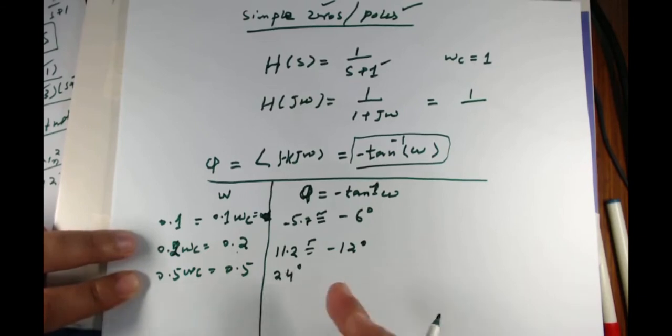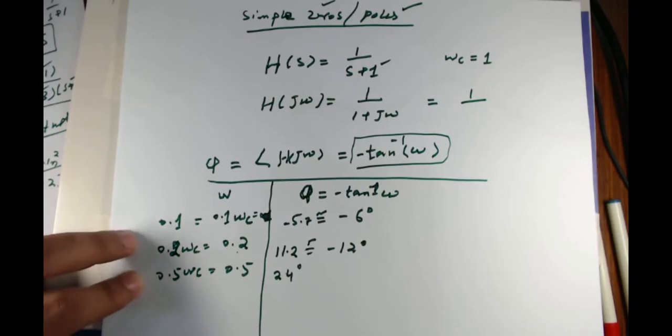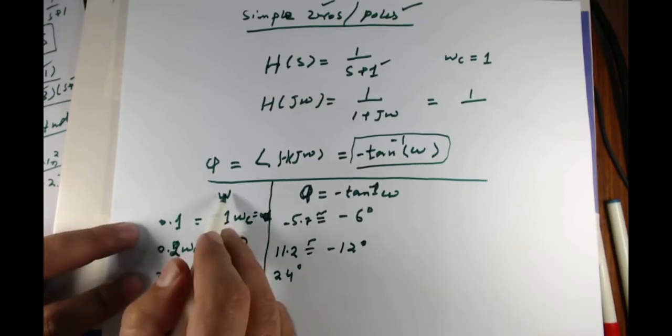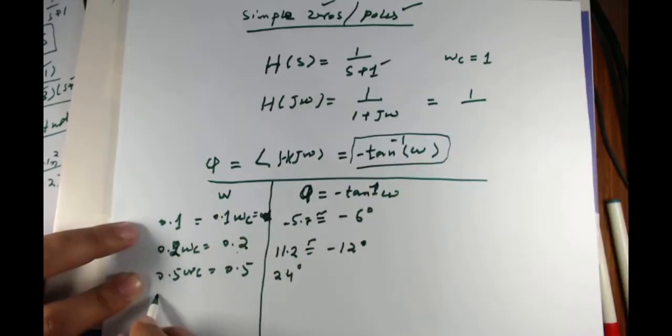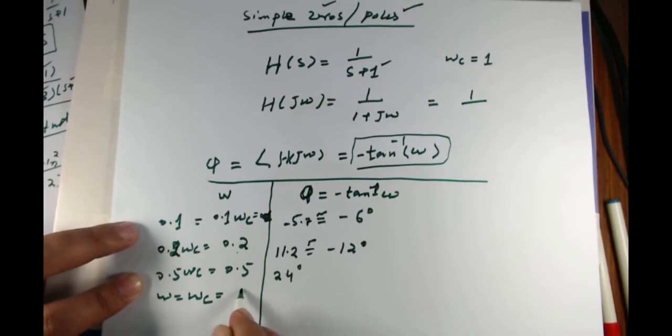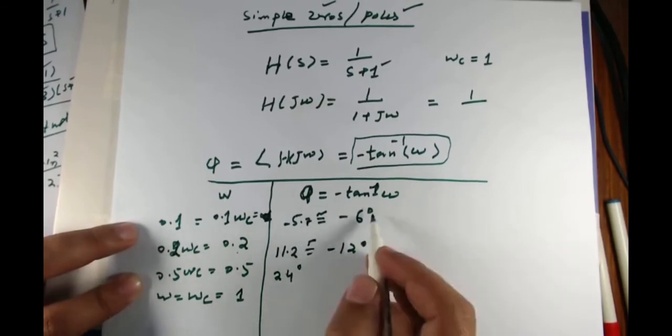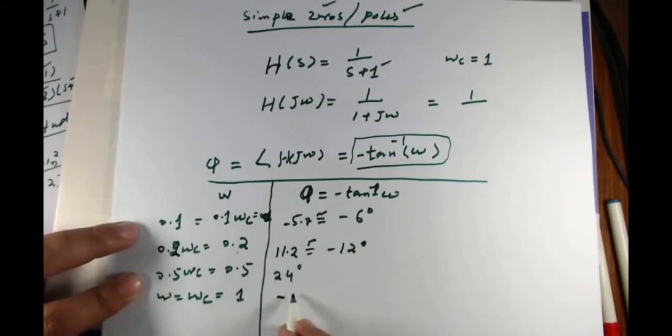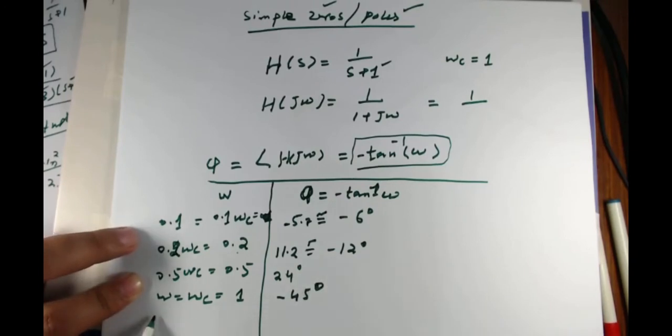Remember, this is an approximate value. You have a calculator, you can find out the exact values. But this is the overall methodology you need to follow. When omega is exactly equal to omega c, omega over omega c is equal to 1, so tan inverse of 1 is what? 45 degrees, and multiplying by minus, this gives you minus 45 degrees.